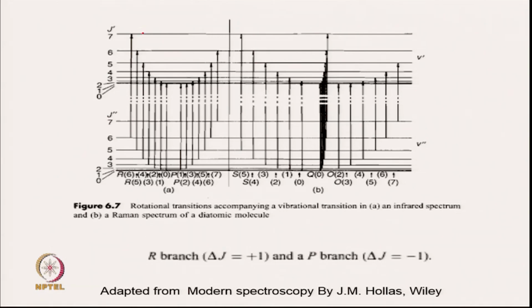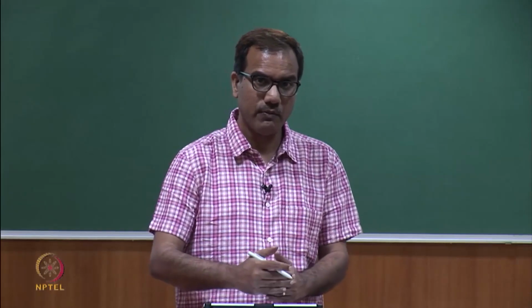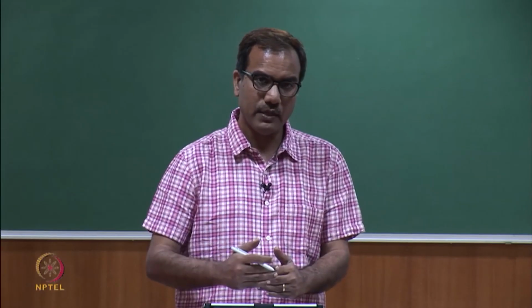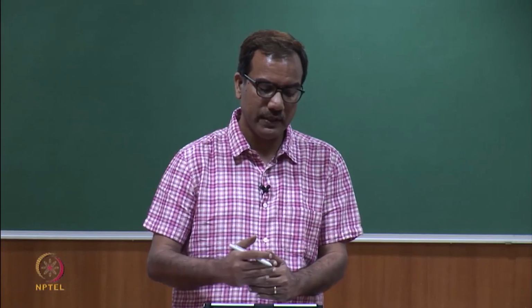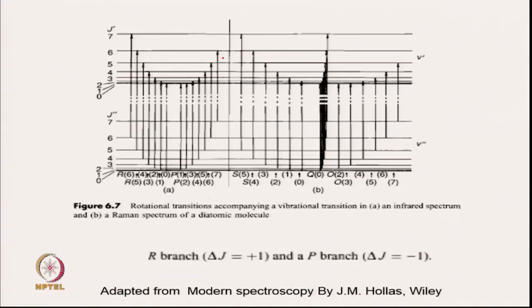So, you see you are going from 6 to 7, 5 to 6. So, this is ΔJ equal to plus 1, and that is called the R branch. And here you can see that you are going from 7 to 6. So, here ΔJ is minus 1, you are going from v'' to v', from the 7th level in v'' to the 6th level in v', and that is called your P branch.